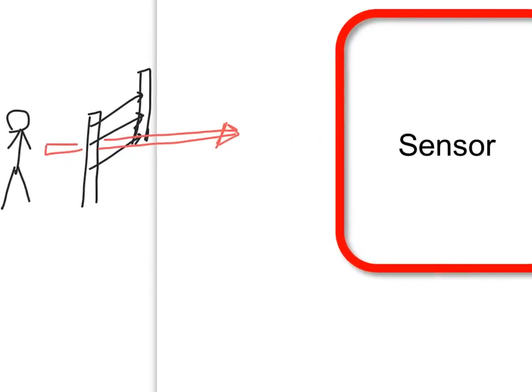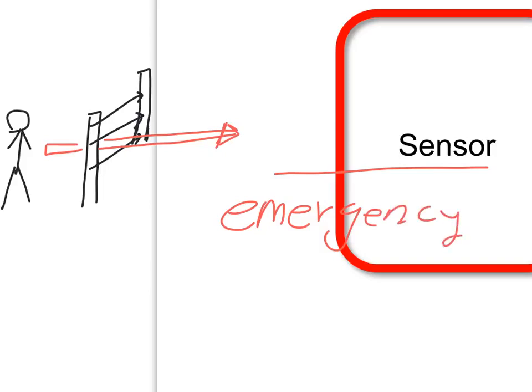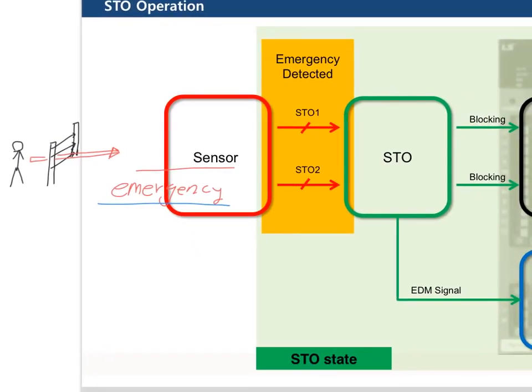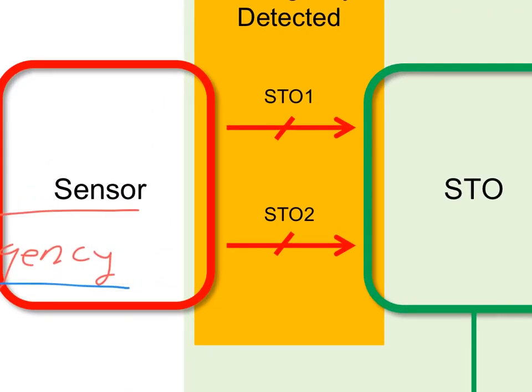the sensor detects an emergency. And at this time, the STO is turned off. For example, STO1 is turned off or STO2 is turned off. It depends on which STO is turned off, but sometimes STO1 and STO2, both of them are turned off, but it is not really important.